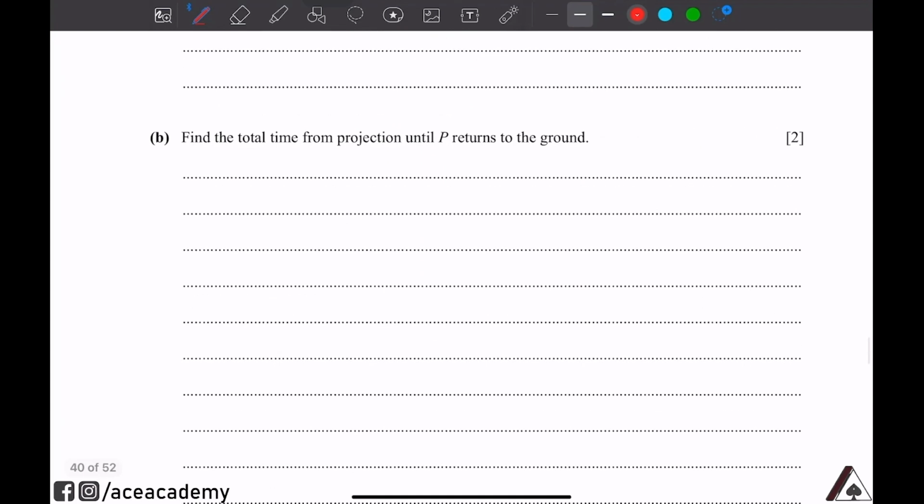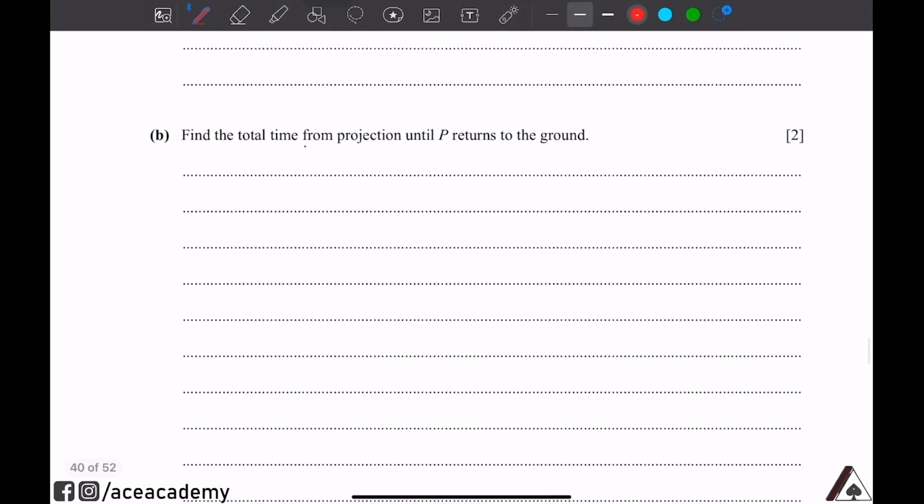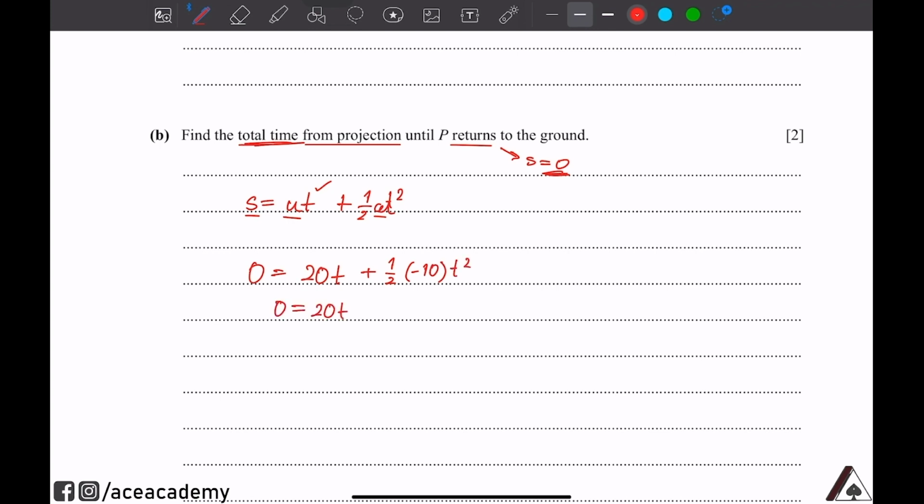Next, they want us to find the total time from the projection, this is key here, until P reaches the ground again. If you remember, s equals ut plus half at squared. When it returns to the ground, this means that s equals 0. We have u, we have a, and we have s, which is 0. The only thing left is t, which is what we're interested in, the total time. If we substitute all our values in, we get 0 equals 20t plus half times minus 10 times t squared, so 0 equals 20t minus 5t squared.